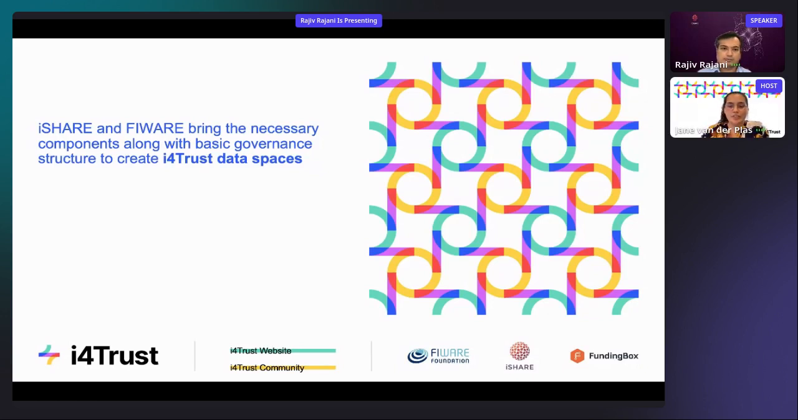Rajiv, perhaps before we go on a break, we can answer one of the questions that we have open. Is the iShare satellite role something that iShare offers, or does this need to be set up by one of the involved parties in the data space? And what's the software stack that one needs to install or provide?